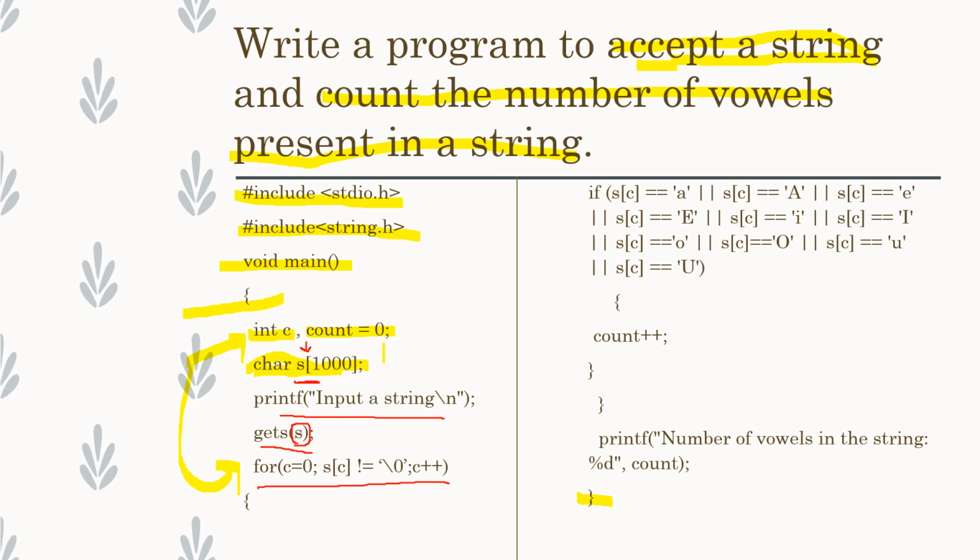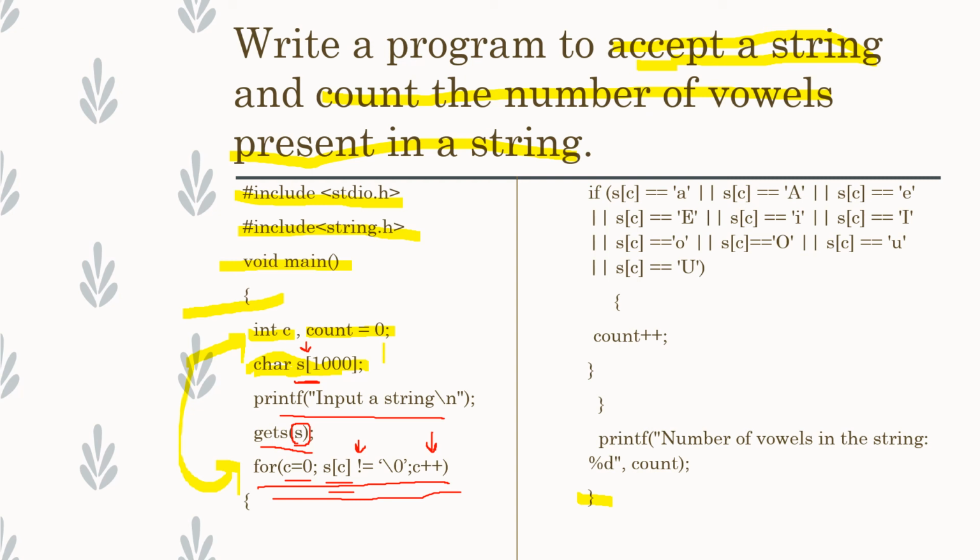I'm starting it with c is equal to 0. Now my condition is that s of c not equal to null. This condition means my array needs to be traversed till my string ends. C++ is there to increment till the last index of the array, so till I find the null character. Why the null character? Because every string ends with a null character by default, added by the compiler. Suppose I'm not even inputting the null, then also my compiler will add the null character by default.